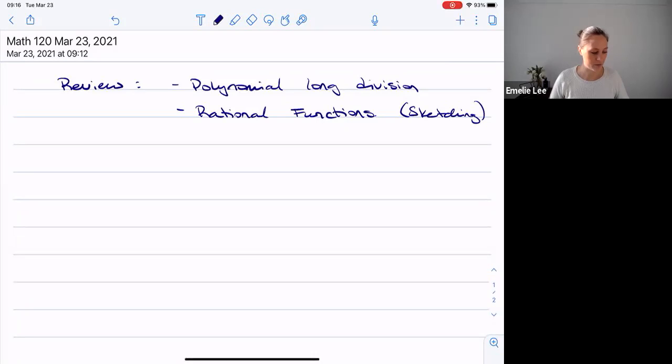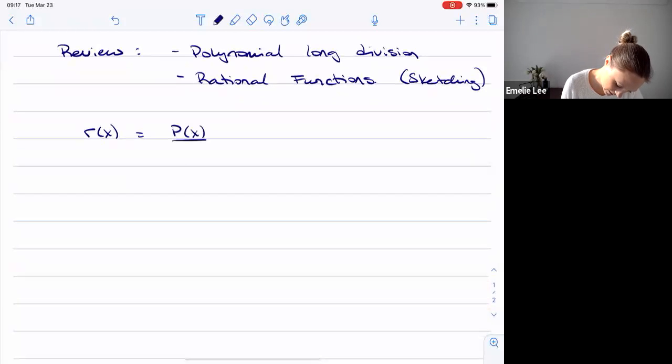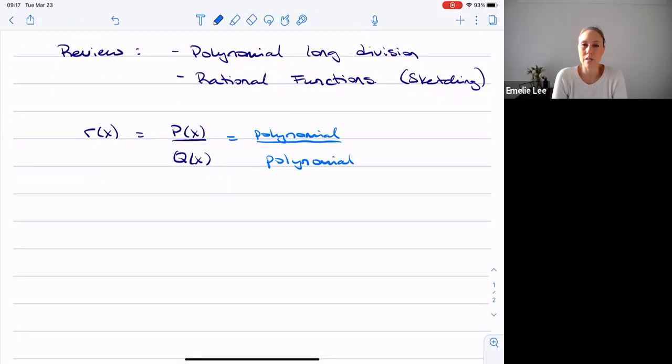Just as a part of our review, we did spend a lot of time last day, but a rational function r of x, we can write as p of x over q of x, which is just a polynomial over a polynomial. To sketch a graph of this, there were multiple steps we were going to follow. We were going to find the intercepts, the x-intercepts and the y-intercepts, then the vertical asymptotes, followed by the horizontal asymptotes. Then we'll put all that together and have a sketch of a graph.